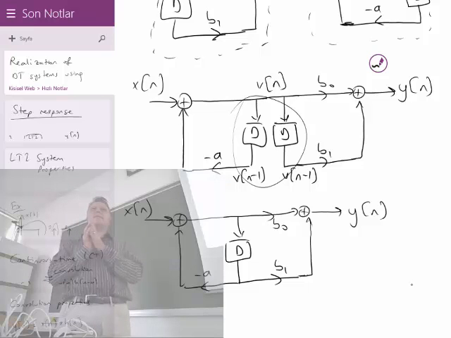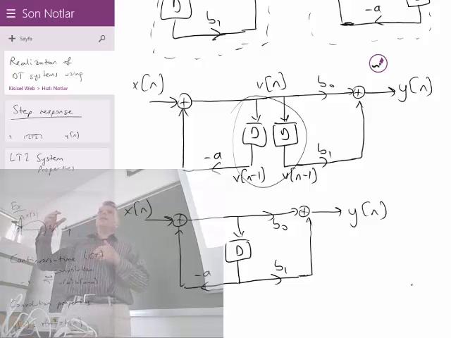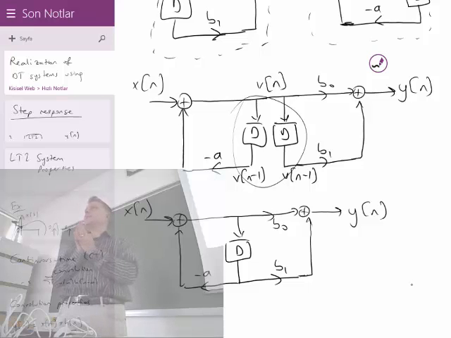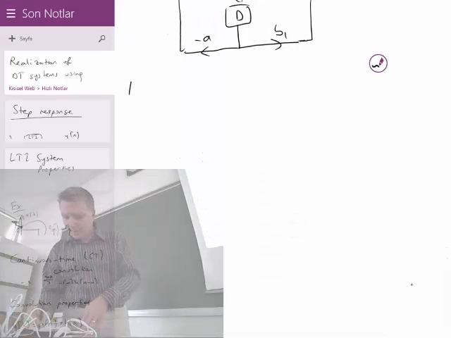For example, if it's a fifth order difference equation, you have y of n minus 1, y of n minus 2, n minus 3, n minus 4, and n minus 5. And you also have x of n minus 1, x of n minus 2, x of n minus 3, x of n minus 4, and n minus 5. Those 5 delays can be shared in the middle. So instead of using 10 delay elements, you will use 5 delay elements.